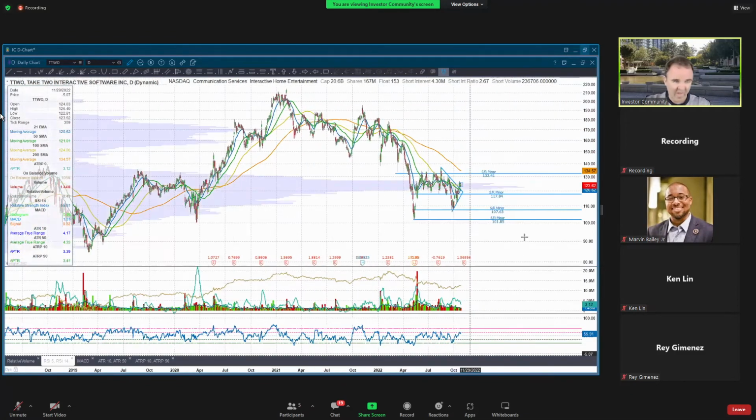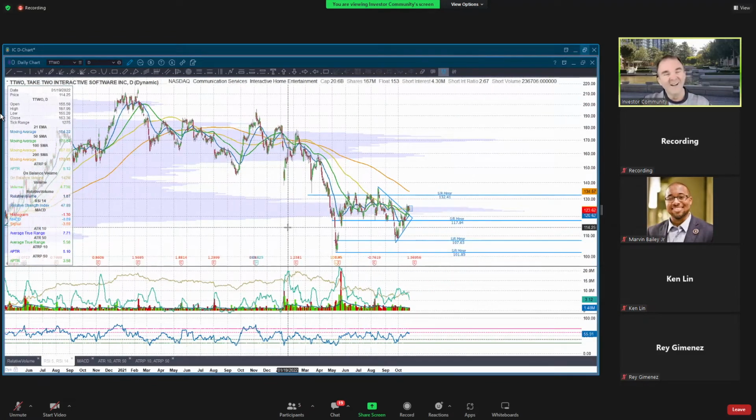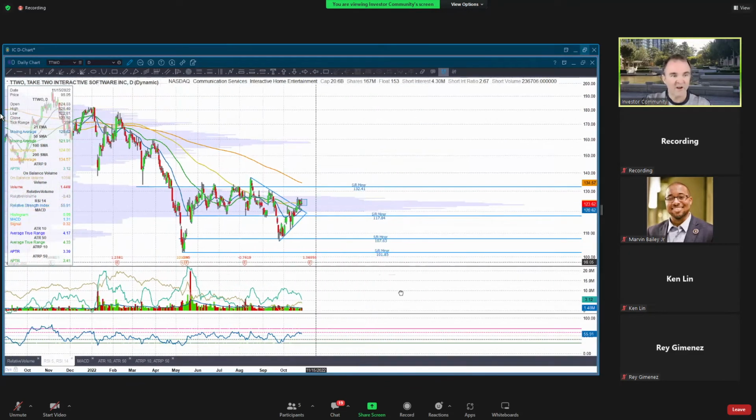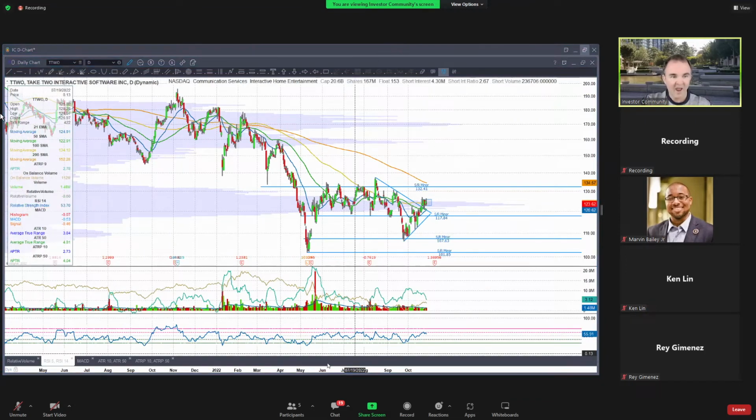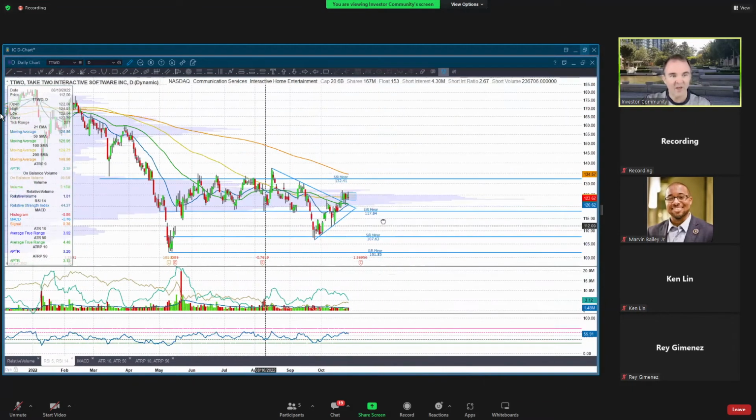And we have made a nice tight sideways consolidation. Recently, it broke out the bottom of that, and then it came right back in. So this gives us really nice levels to work off of, and it's pretty decent price action.